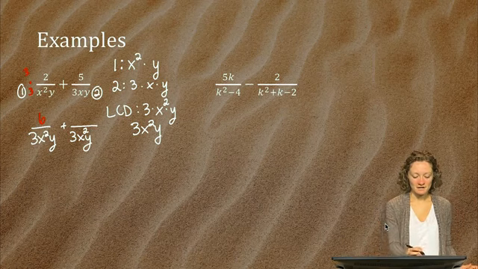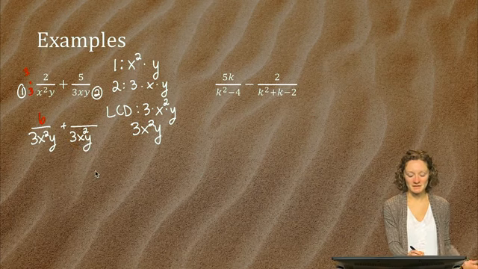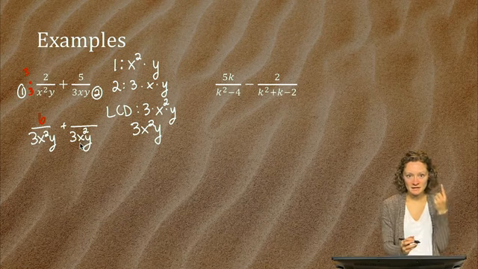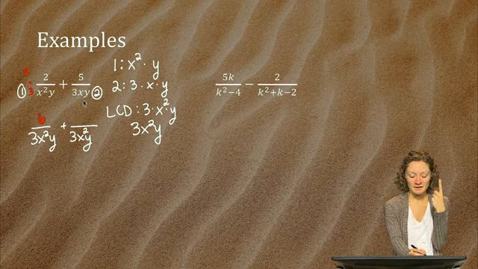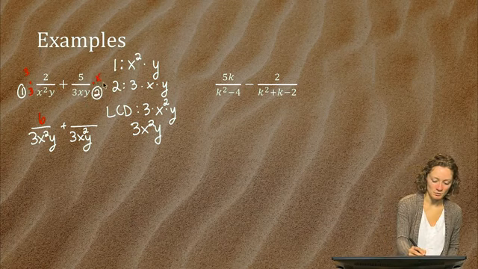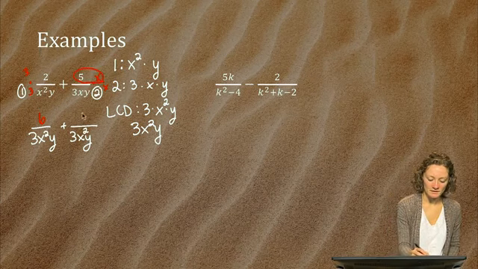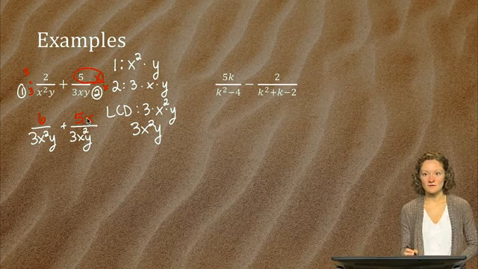In the second fraction, we have 3xy, we want 3x squared y. So what are we missing? You might say we're missing the squared, but be more specific. What does that squared mean? It means there are 2 x's. We only have 1. So what we're missing is 1x. So multiply that in top and bottom. 5 times x gives us 5x.